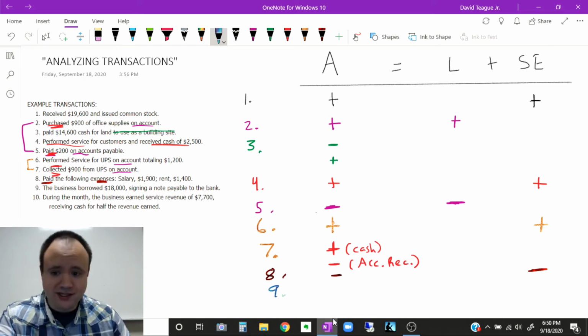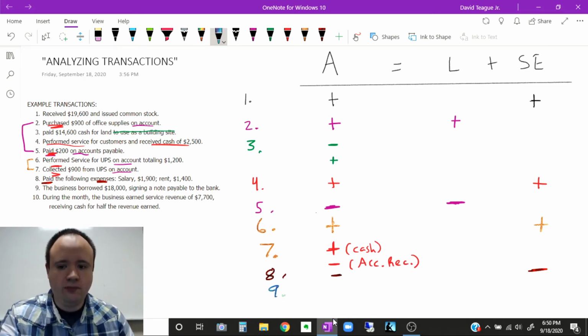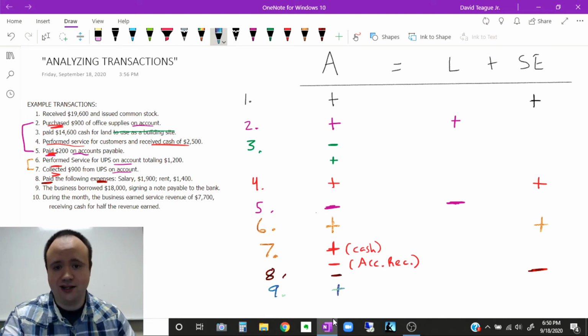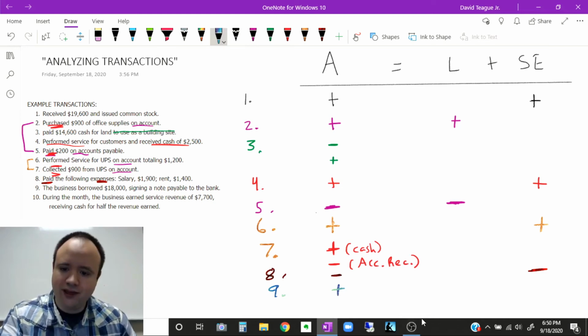So then number 9, what do we have here? We have the business borrowed money, signing a note payable. So if you borrow money, what do you get? You get money. What is money? Money is cash. Cash is an asset, and it's going up because we have more of it now. But what else happened? We owe the bank money. You borrow money, you have to pay it back.